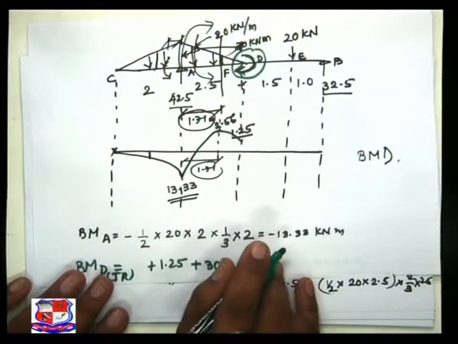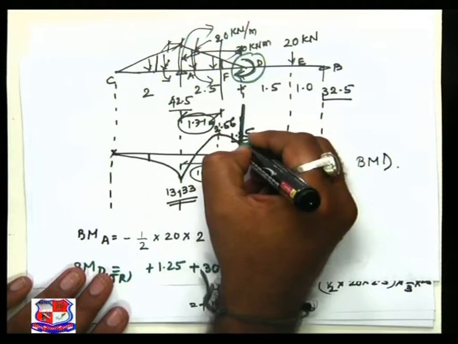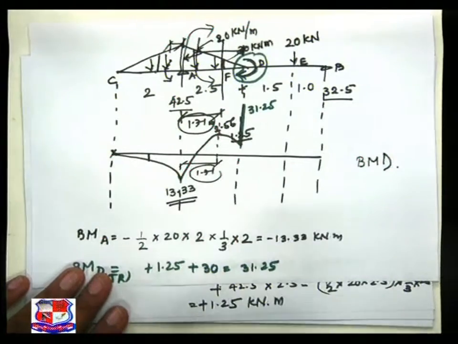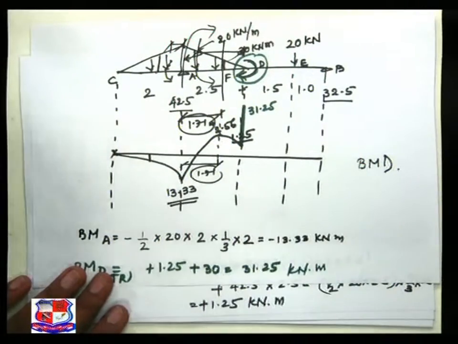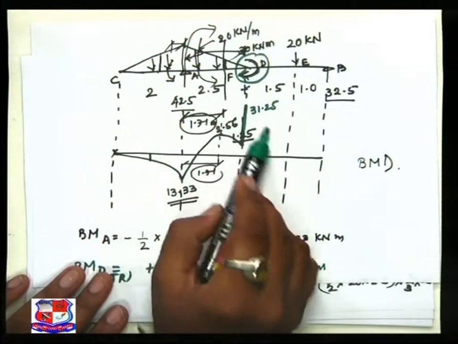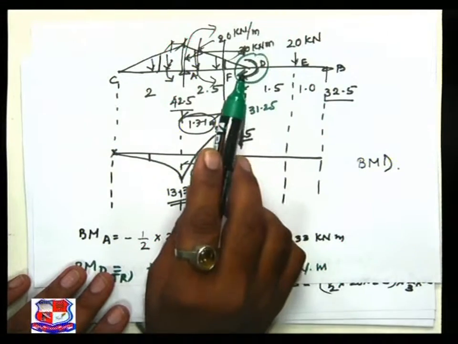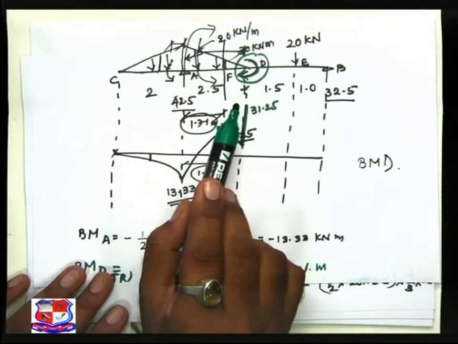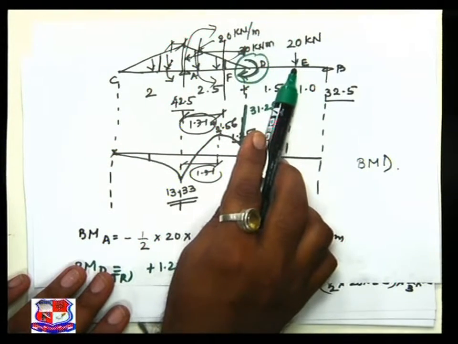31.25. So here there is a sudden change in the bending moment diagram. I got this one as 31.25 kilonewton meter. I wish you have understood this concept very well. At the point at which a concentrated moment is acting, the bending moment changes suddenly, abrupt changes will be there. Now let us find out what will be the bending moment at E.